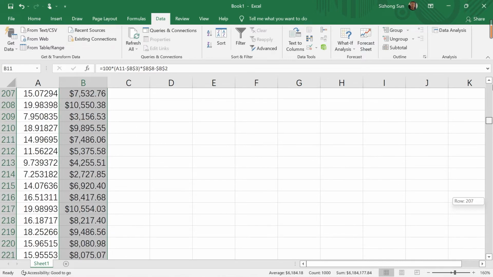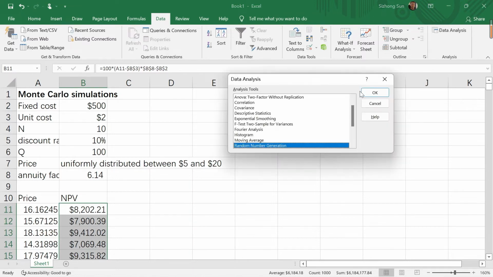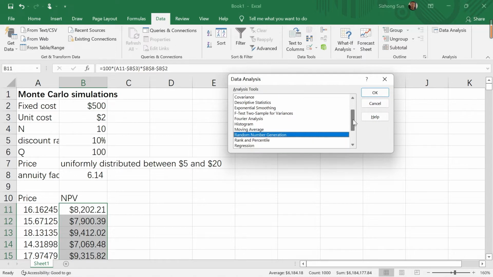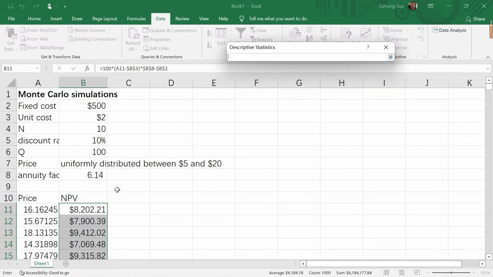So now let's calculate the mean and the associated risk. Again, we are going to use Data Analysis, Descriptive Statistics here, and the input range is here.